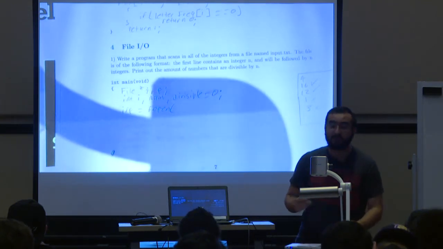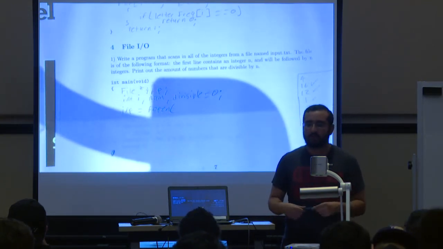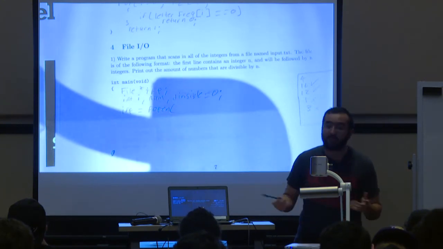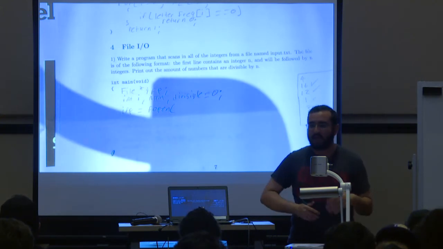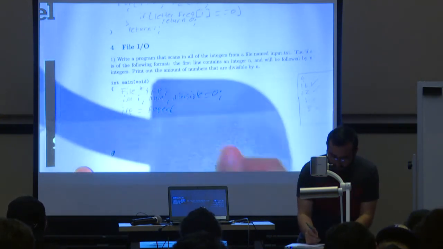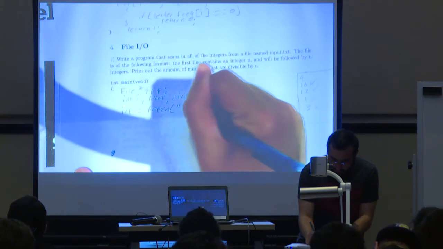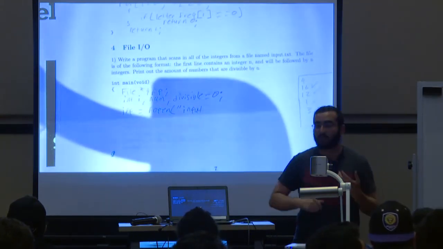So here, if your code is in the same directory as the file you're trying to open, you can just give it the file name. This is essentially called a relative path. It just assumes it's in the same directory. So here we're going to assume input.txt is in the same directory. If it weren't, you would have to give it the full file path.